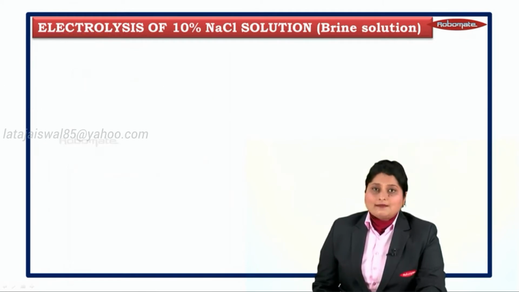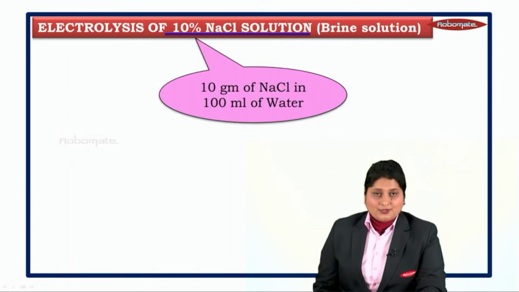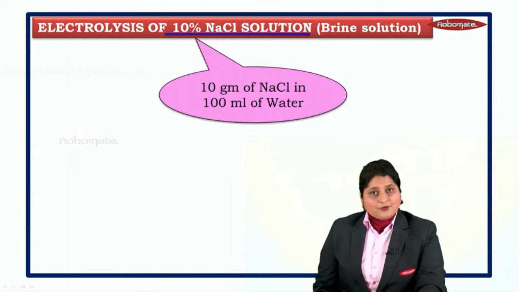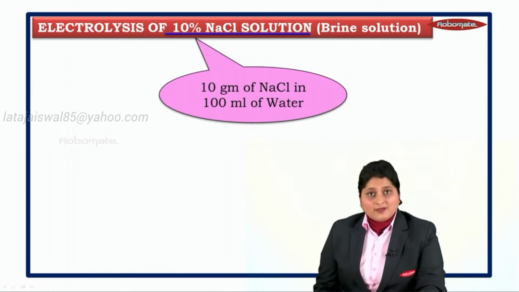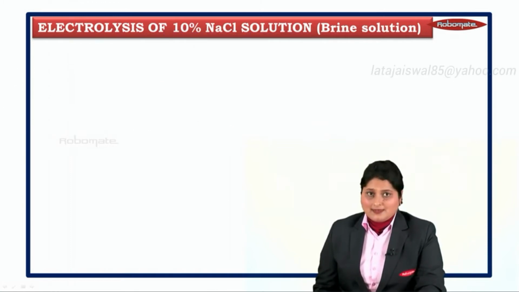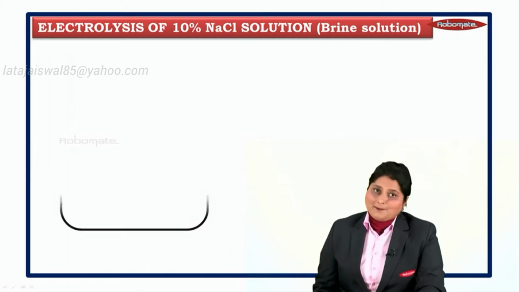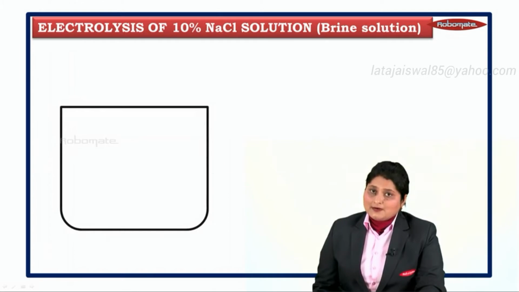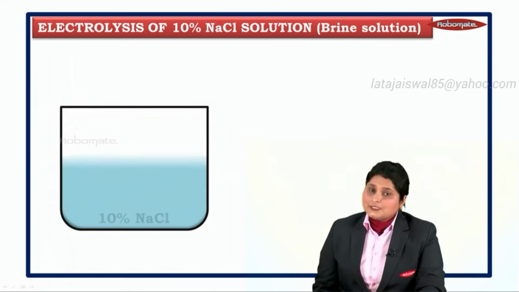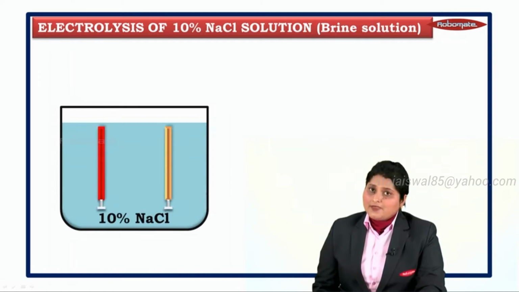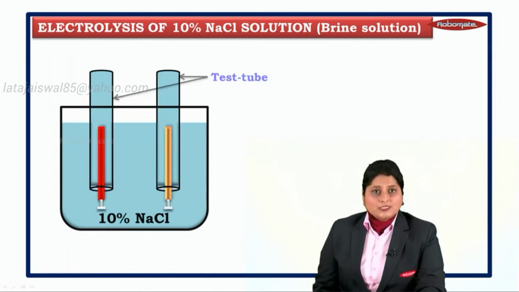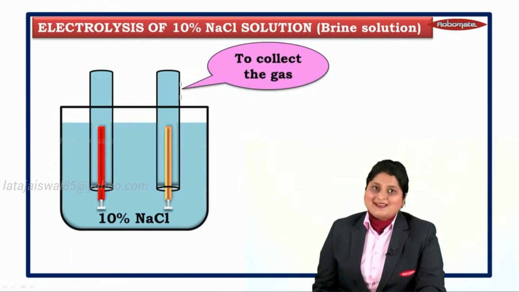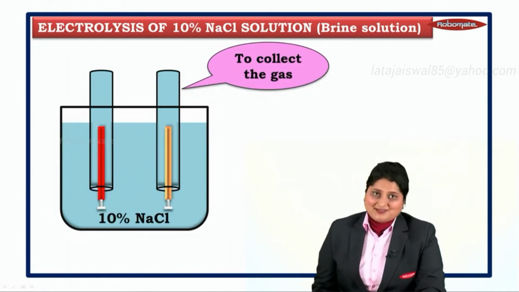Next, we have used 10% NaCl solution. How do we do this? We take 10 gram of NaCl and dissolve in 100 ml of water, which will give us 10% of NaCl. What to do with this? We are going to pass electric current to see what happens. For that, we take a beaker filled with 10% NaCl solution. We have two rods which are carbon rods and we put inverted test tubes. Why? Of course, to collect gases which form during the reaction.